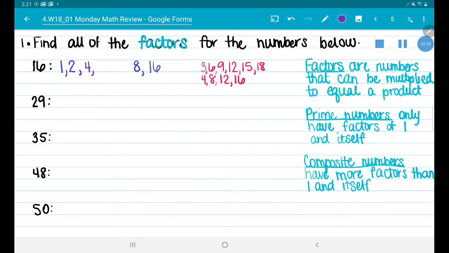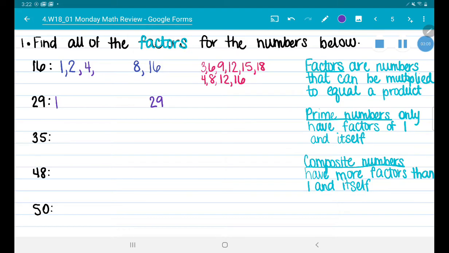Okay. If I go to 29, I'm looking for all the numbers that multiply together to equal 29. I know I can start with 1 and 29. I'm going to see what else I can find that's a factor of 29. I know 2 will not be a factor. If you look at 29, it's an odd number, so it can't be split into 2 equal groups.